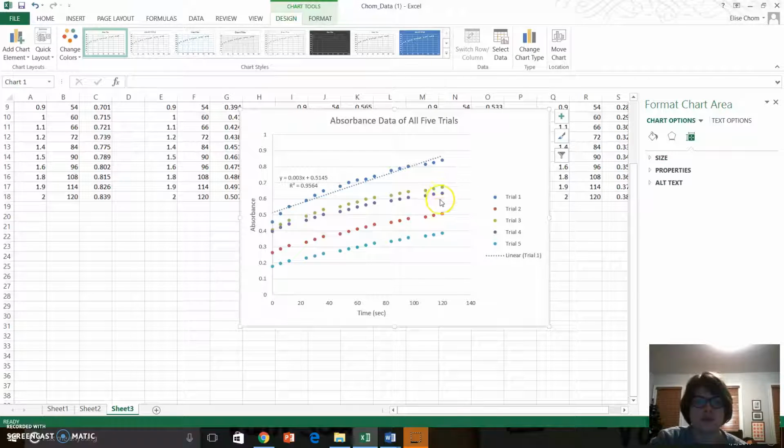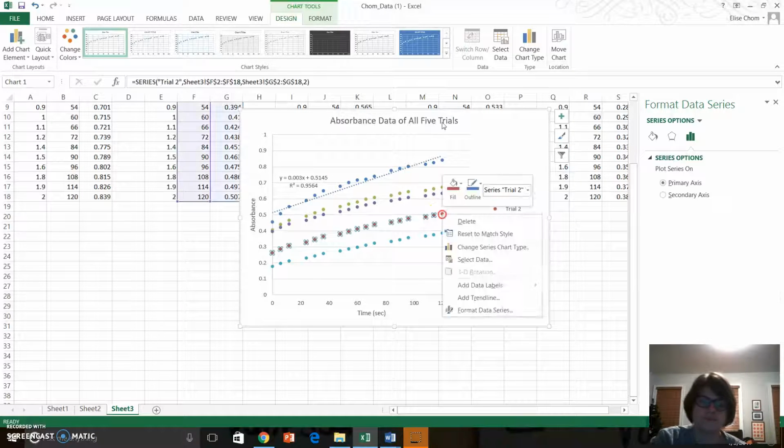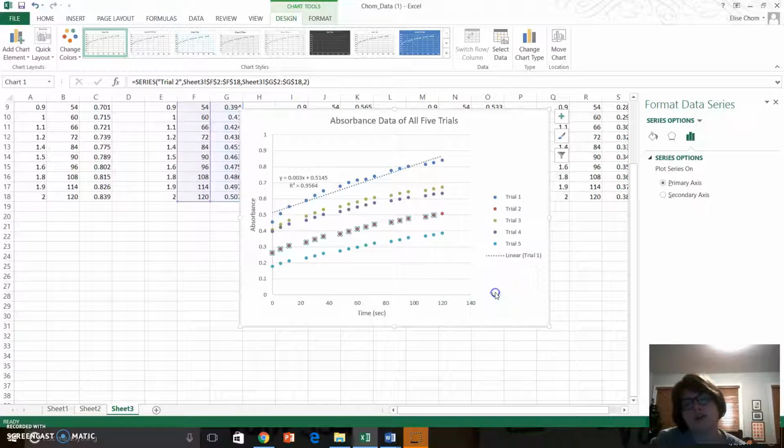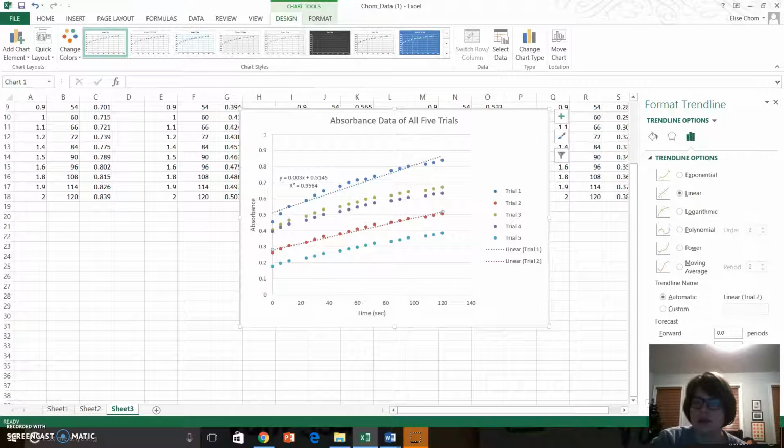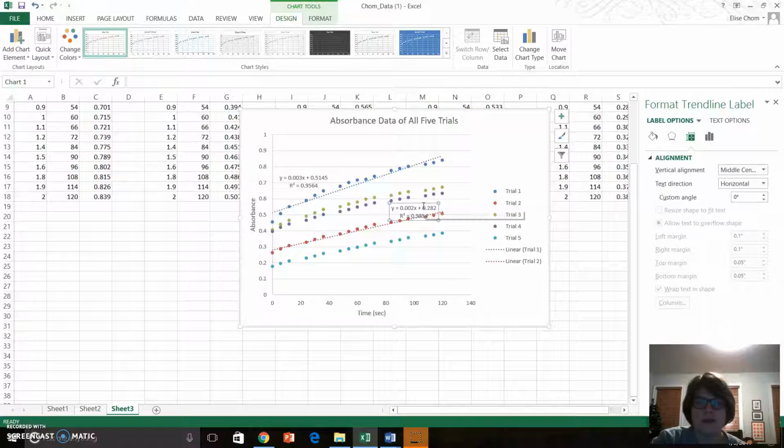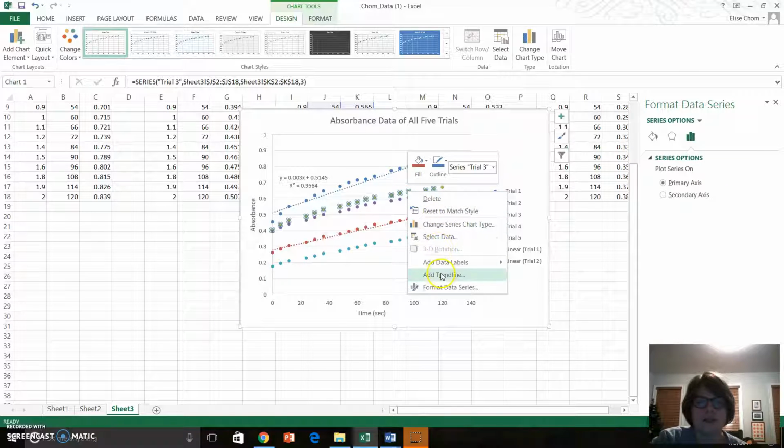Okay, let's go on to trial 2, which is this red set. I'm going to add trend line, linear, display equation on chart, and R squared value. Like that. I'm going to deal with some of this formatting later. 3, add trend line.